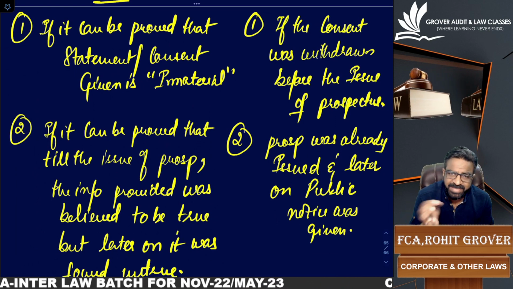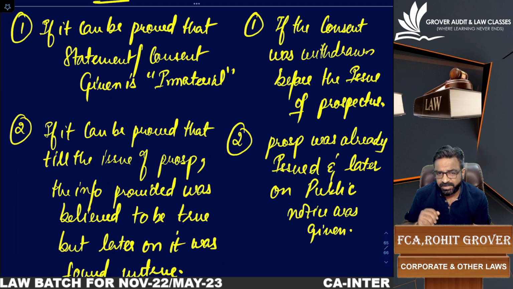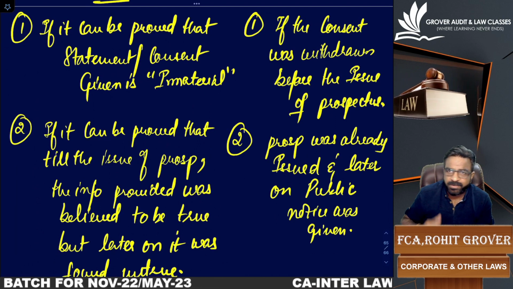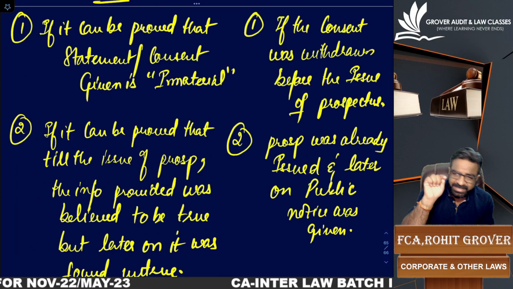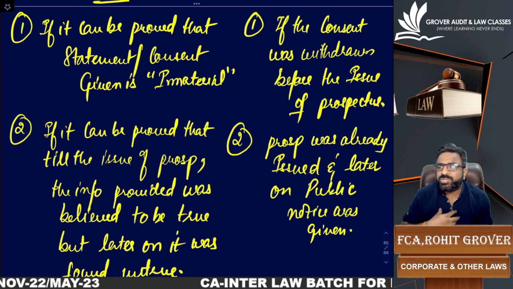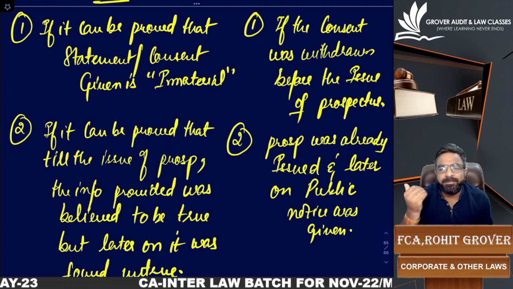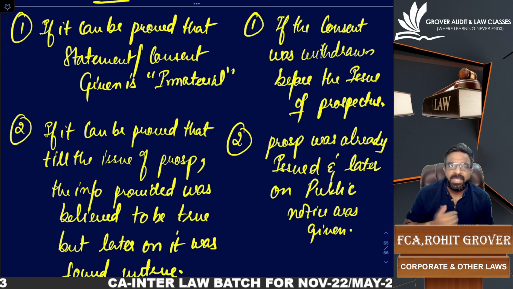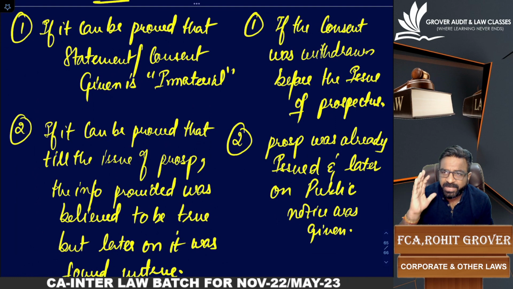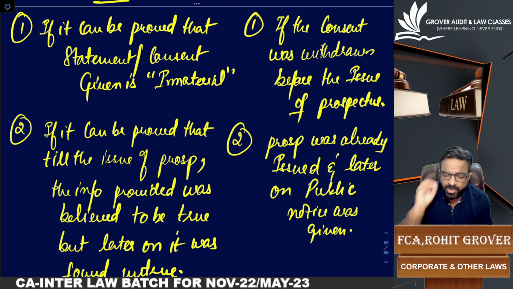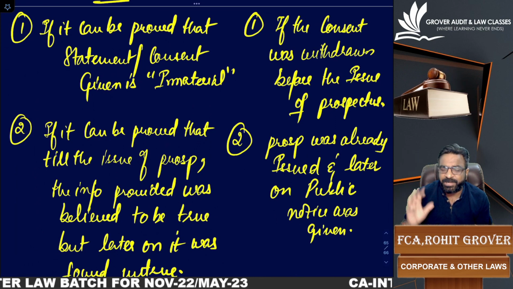Now the problem is I have not withdrawn my position before the issue of the prospectus. The prospectus is already issued now. When the prospectus is already issued and my consent is there in it, what should I do so that I can tell people not to believe my information? I gave a newspaper advertisement saying, please do not rely upon my information given in the prospectus at this particular page.